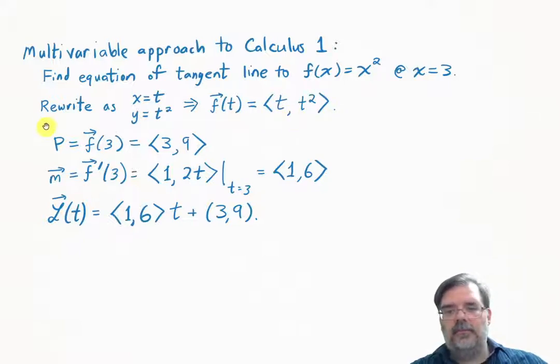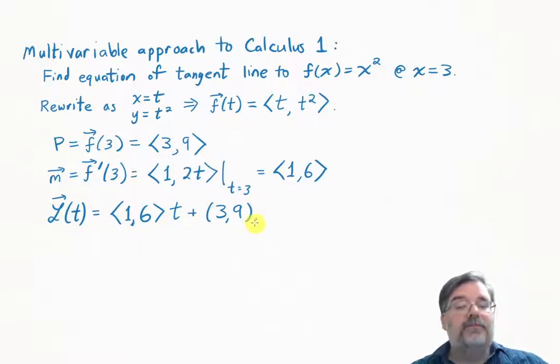And so this graph can be represented by the vector function f of t is equal to t comma t squared. To find the point for our line, our point P is equal to f of 3, which is the vector 3, 9. The slope vector m is equal to f prime of 3. The derivative of this function, t comma t squared: derivative of t is 1, derivative of t squared is 2t. And so the derivative function, let's evaluate it at t equals 3. Plug that in, we'll get 1 comma 6. And so the equation of the tangent line, L of t, is the vector 1, 6 times t plus the point 3, 9.